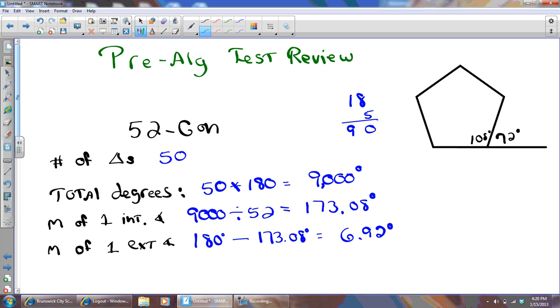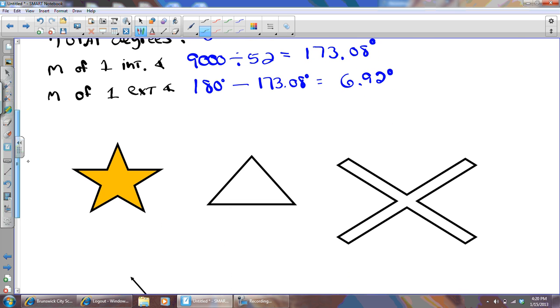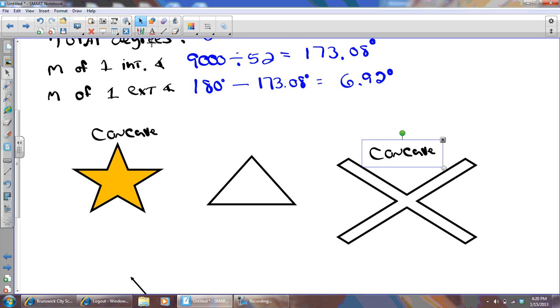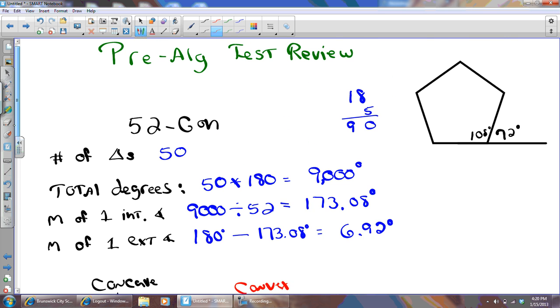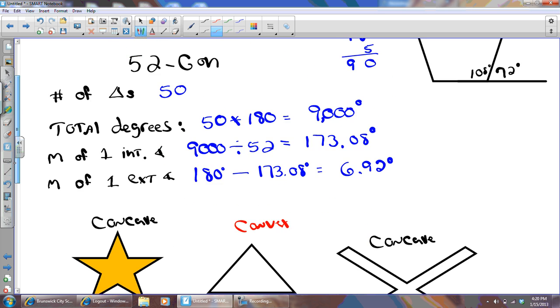Okay, so now we also have to determine convex and concave. I didn't do it on the 52-gon because I didn't have a picture to look at. But remember, concave is when the shape kind of caves in on itself. So that one is concave. And then something like this, this triangle's convex because it's not caving in on itself. The pentagon I did up there, that would be convex, right?